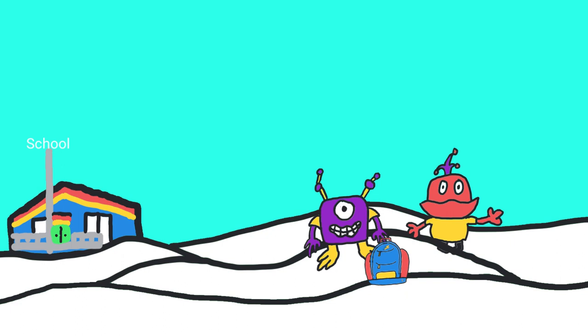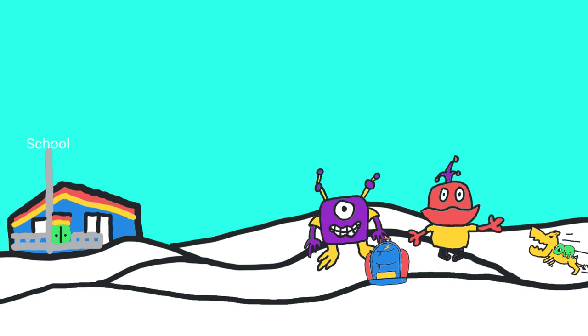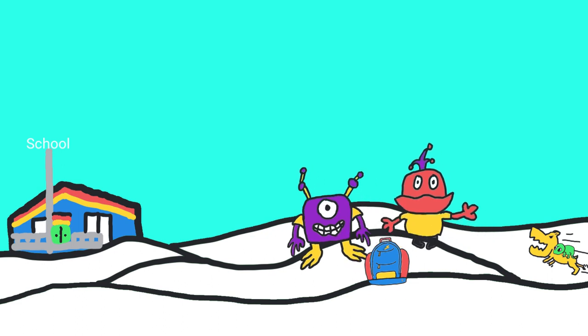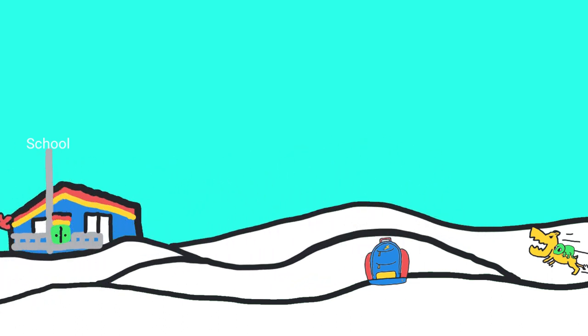Uh-oh. Unbeknown to our 2 students, it looks like they're going to have some company. Oh no, we gotta run. Chomps is after us. Okay, let's hightail it to school. Run! The students make it safely to school, but eventually, one of the students realizes the backpack's missing.